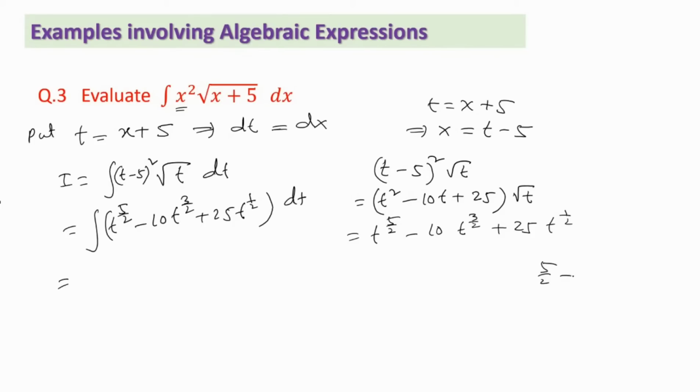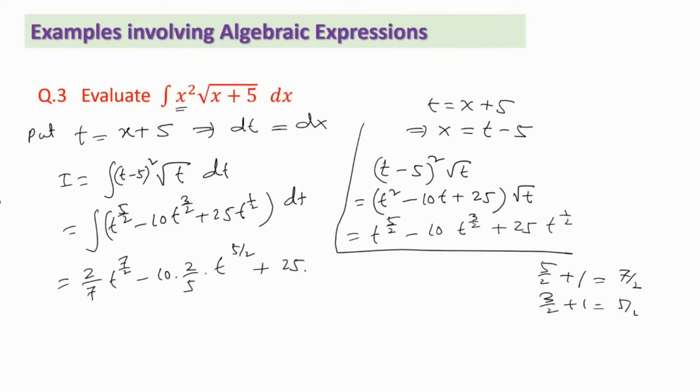So 5 over 2 plus 1 is 7 over 2. So we can write it directly like this: 2 over 7 t to the power 7 over 2, minus 10 times, 3 over 2 plus 1, which is 5 over 2, so it is 2 over 5 t to the power 5 over 2, plus 25 t to the power half. So half plus 1 is equal to 3 over 2, so 2 over 3 t to the power 3 over 2, plus c.